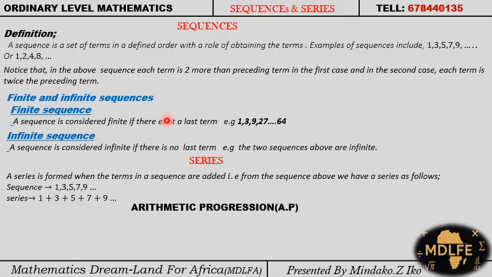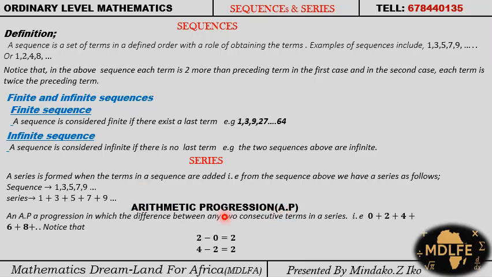Now, in sequences and series, we have two important topics. We have the arithmetic progression, AP. So what is actually an arithmetic progression? An AP is a progression.